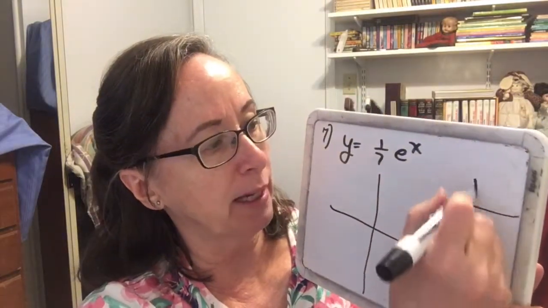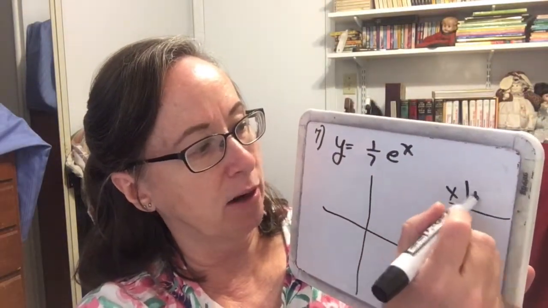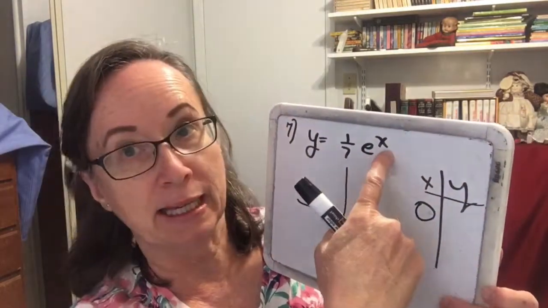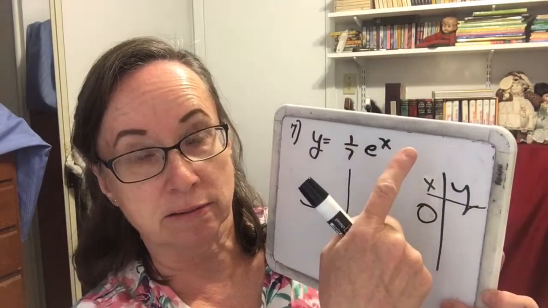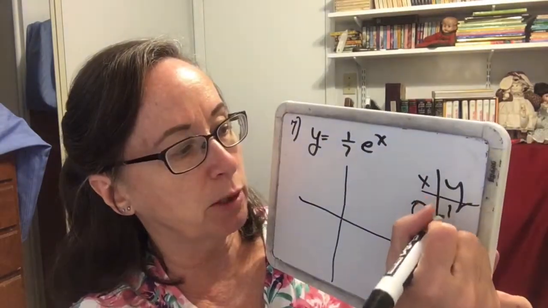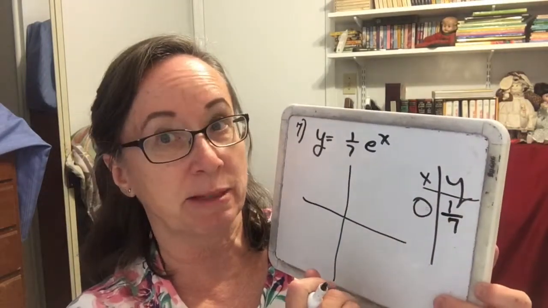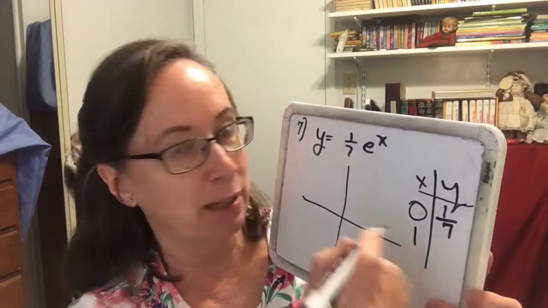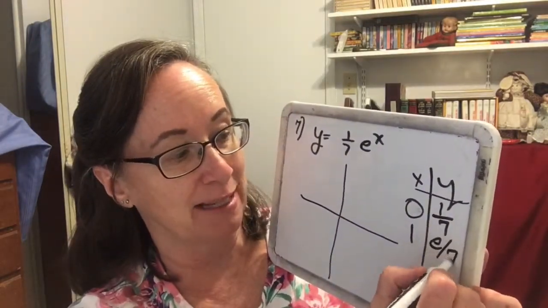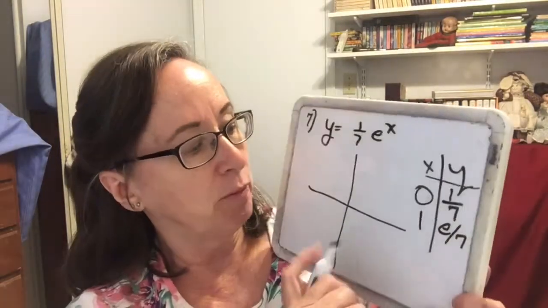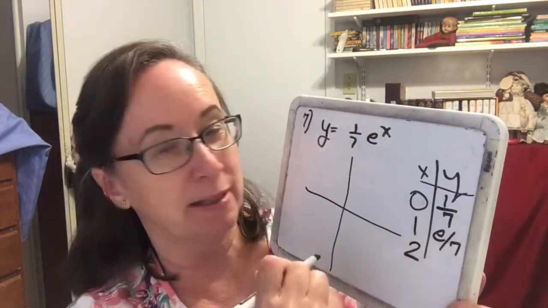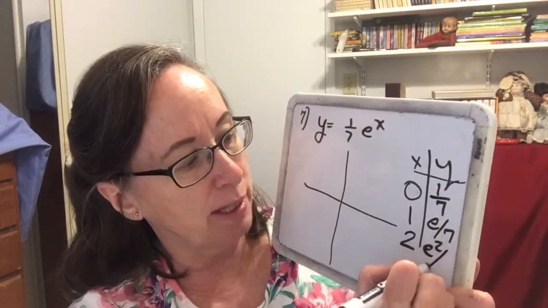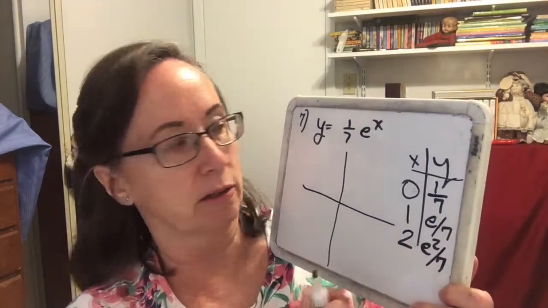So we would just throw in a couple of points. And again, our anchor point is going to be 0. And then when we plug in this one, we're going to get e to the 0 is 1, but then it's going to be multiplied by 1/7. So it's going to be 0, 1/7. We plug in a 1 and we're going to get an e, but it will be an e divided by 7. And then we plug in a 2 and it's going to be an e squared divided by 7. So it's just going to have a much gentler slope.